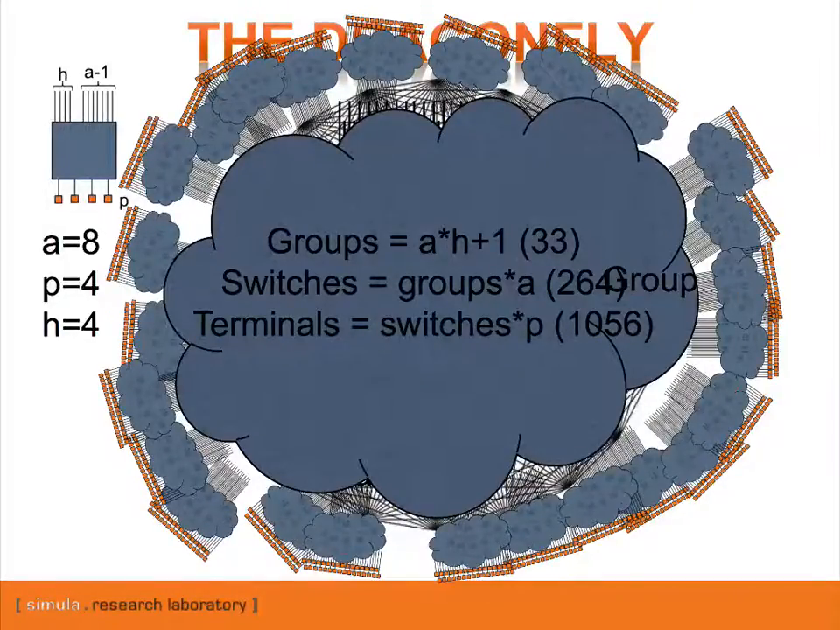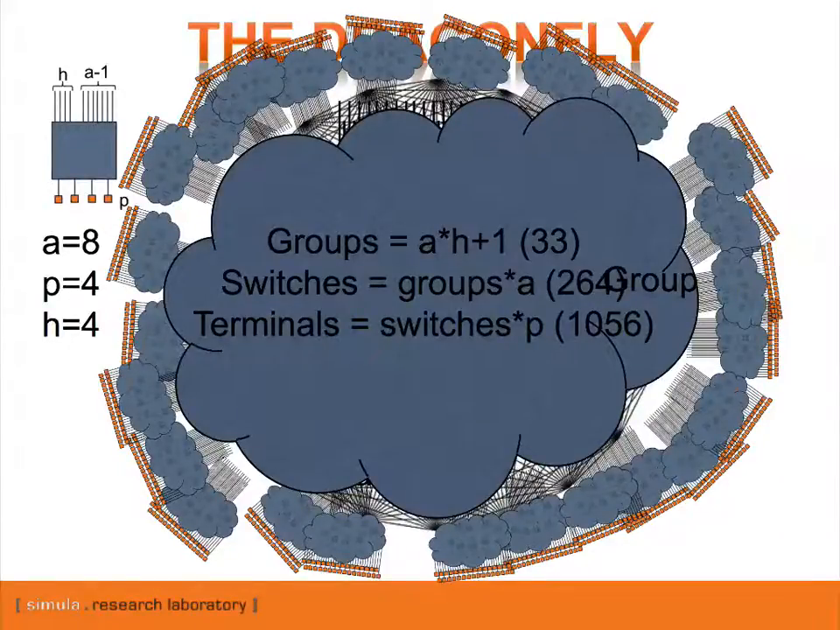Right, so A is 8, P is 4, H is 4. That gives us 8 switches, and these switches constitute a group, and this group has 32 endpoints and 32 global links out to the remaining topology. And these 32 links then, each link connects to a different group. That gives us a bunch of groups, precisely 33. And all these are connected in one major global topology, which looks more or less like an all-to-all network. So that's a standard Dragonfly layout.